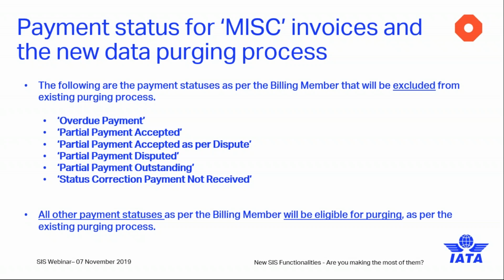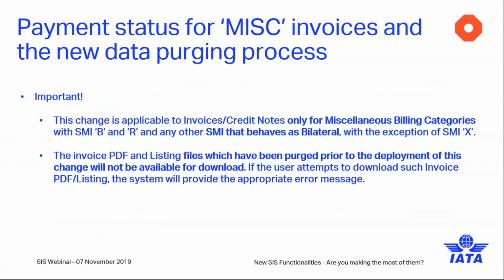Then it will remain in the system until the payment status is updated to any other besides these 6. From that update, then it takes 12 months to purge. So hopefully that clarifies for you.